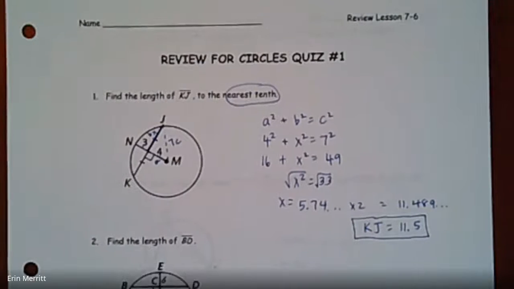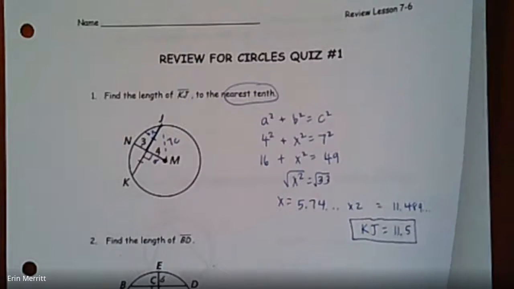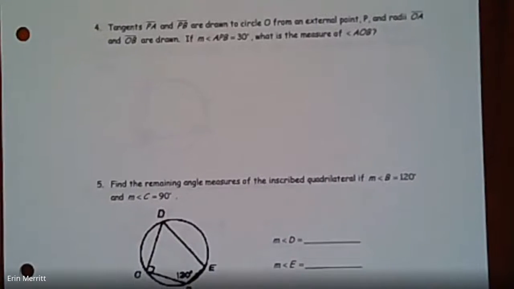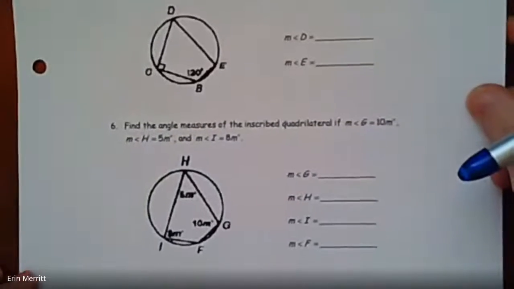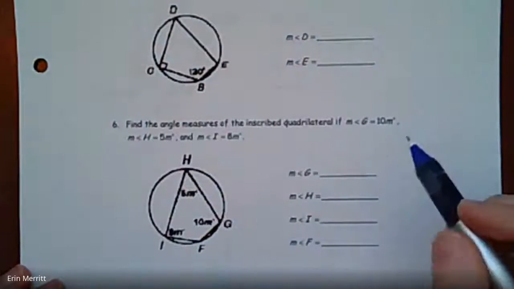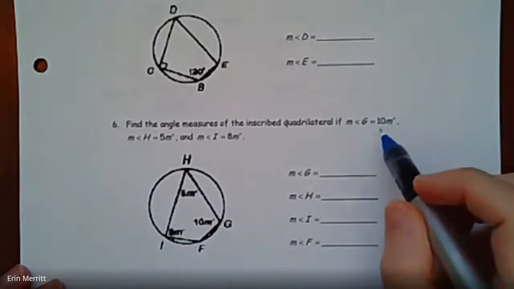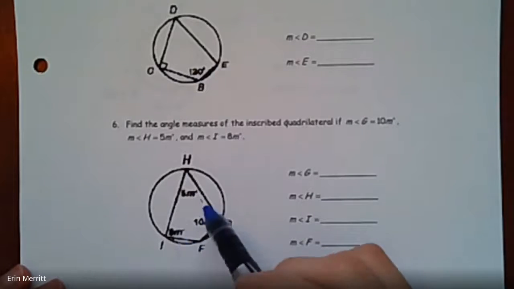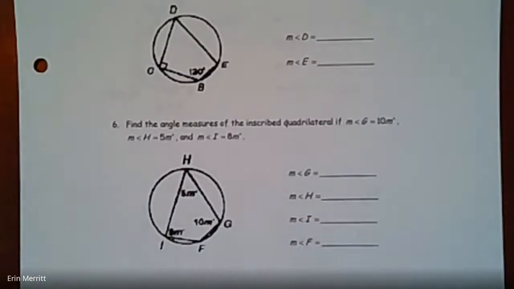All right. The next one I wanted to take a look at is not on this page, but down on the next page. I know some of these are a little tough to read. Number 6 says find the angle measures of the inscribed quadrilateral, given that the measure of angle G is 10M, H is 5M, and I is 8M. So in case you can't read them there, you can see it here.